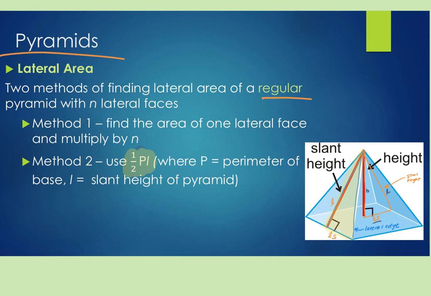If it is not a regular pyramid, then if you wanted to find the lateral edges, lateral faces, or the lateral surface area, you'd have to find the area of each of those triangles and add them together. So if it's not a regular pyramid, then you have to find the area of all those slanted triangles and then add them together, okay? You couldn't use these methods.